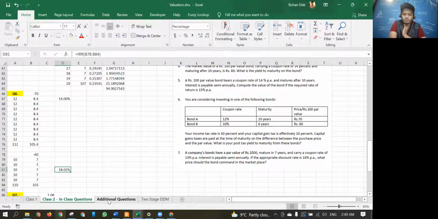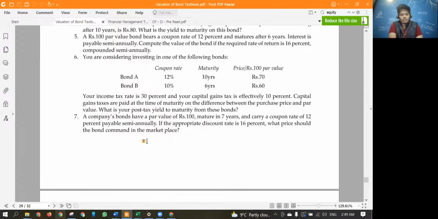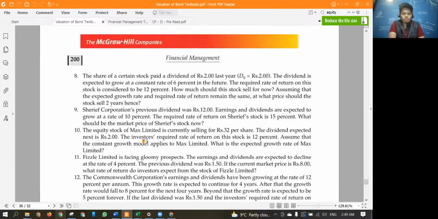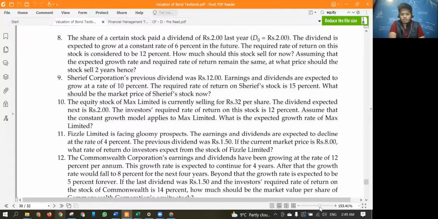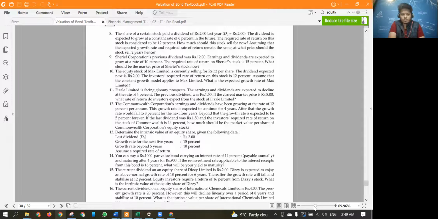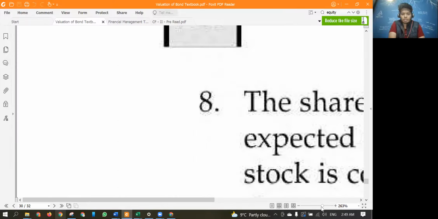Okay. Now let's move to the additional questions. These were not covered in class. So you can take a screenshot. One second, I'll just zoom out. Or maybe take screenshot in 2 parts.